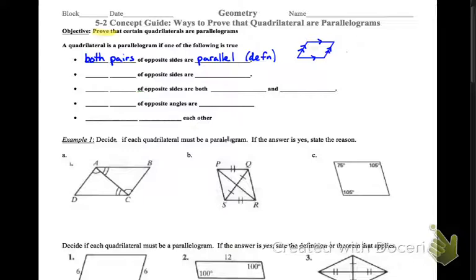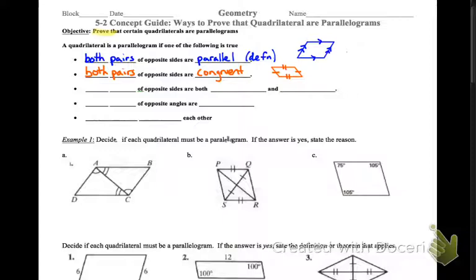If you remember the characteristics from section 5.1, what's going to follow will sound very familiar. If both pairs of opposite sides are not parallel but congruent, then you know you have a parallelogram. So we're basically turning around and using those properties that we learned about in the previous section.